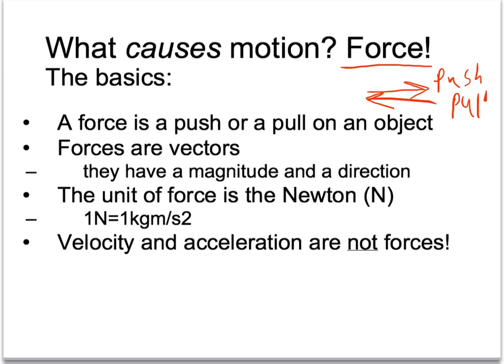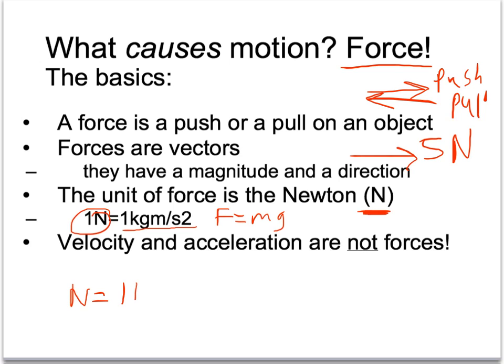I won't just say 5 newtons, I would have to say 5 newtons to the right. And the unit of force is newtons. 1 newton is 1 kilogram meter per second squared. And that's where that unit that I talked about before comes from. So if you work this backwards from force equals mass times gravity, newtons equal 1 kilogram meter per second squared, equals a kilogram times an acceleration, meters per second squared.